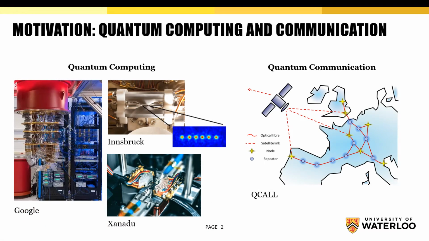Quantum computing, communication, and metrology are expected to change the paradigm of information processing and precision measurements by harnessing quantum properties of interaction between matter and electromagnetic waves at the atomic scale. Here we see Google's superconducting quantum computer, an ion trap built at Innsbruck, the photonic quantum processor recently released by Xanadu, and QCOL, which is Europe's project to bring the prospect of quantum communication systems to fruition.